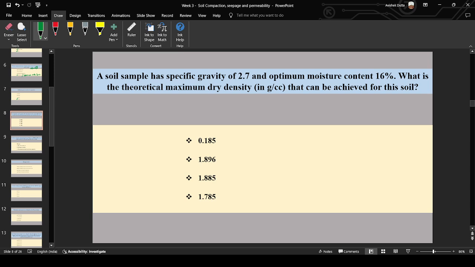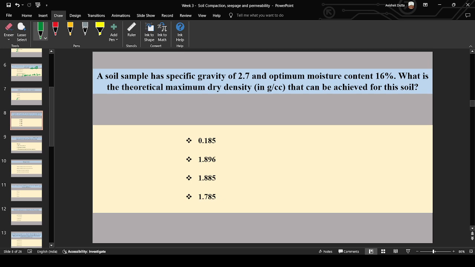Now, for this part of the equation to be maximum, the S has to be maximum, or this denominator has to be minimum. So if this is maximum, this is minimum. Okay, so the maximum value of S equals 1. So I can write like this: rho D max equals G rho W divided by 1 plus Wg.